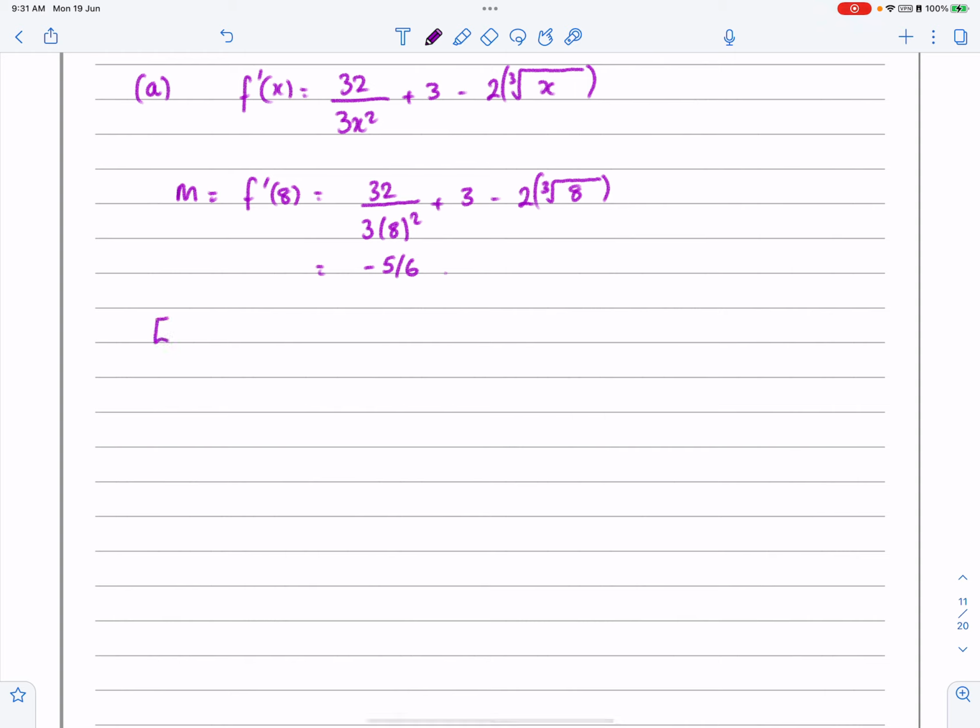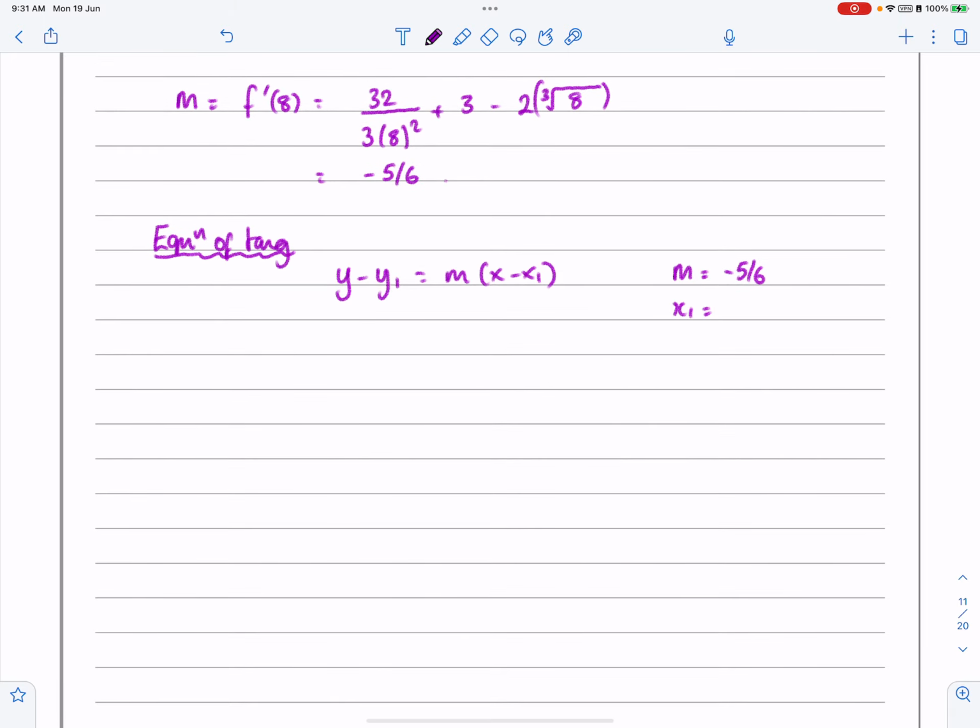And so now I've got all the information I need to work out the equation of the tangent. The equation of a tangent, as we said a minute ago, is y minus y1 equals m(x minus x1), and we've got that m is minus 5 over 6, x1 is equal to 8, and y1 is equal to 2. So substitute all those values in. We're going to get y minus 2 equals minus 5 over 6 (x minus 8).